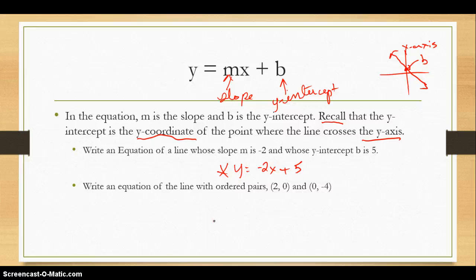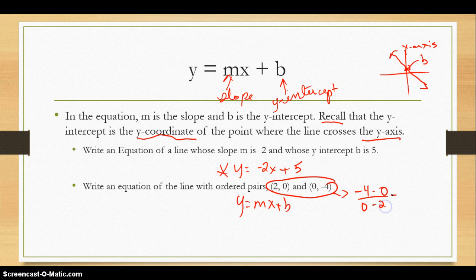Now write an equation of a line with ordered pairs (2, 0) and (0, -4). So now if we think about this, look at (2, 0) and (0, -4). To be able to write it in slope-intercept form, we are missing our m. But we can find our m when we're given 2 points. So, -4 minus 0 over 0 minus 2 equals -4 over -2, which equals positive 2.